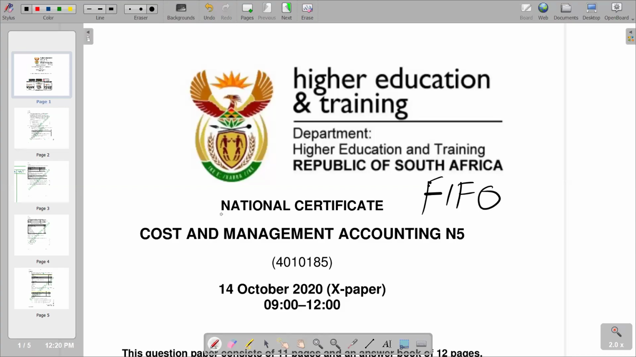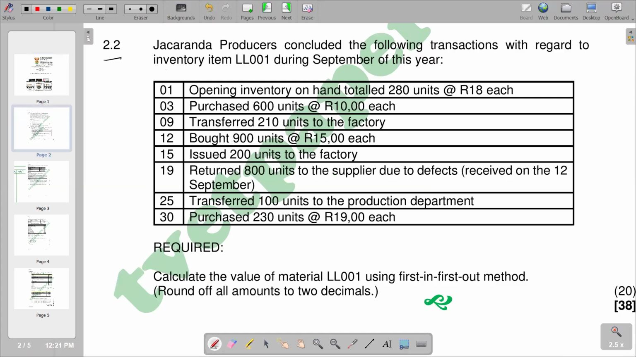We are going to look at a question on the calculation of valuation of inventory, whereby we're going to look at the method of FIFO, that is first in, first out. So we're going to look at a question from the question paper of October 2020. So the question that we have is our question 2.2 on that question paper.